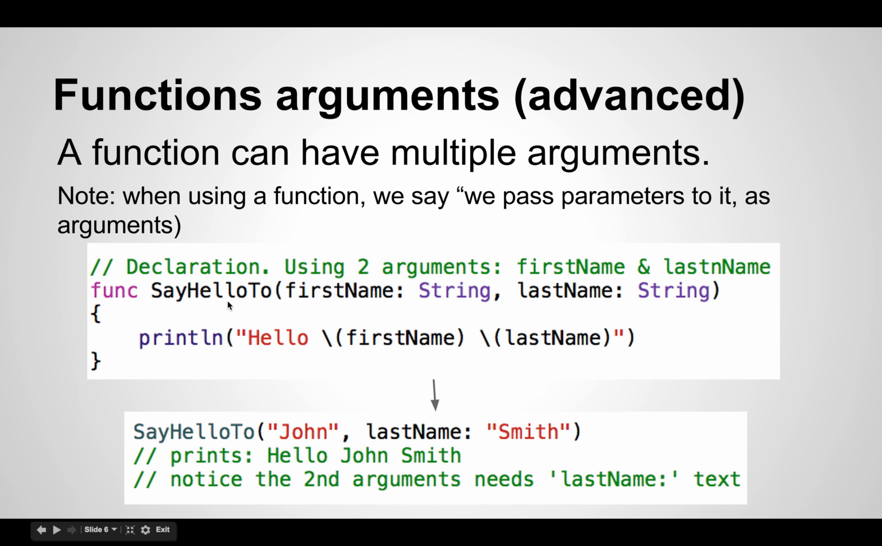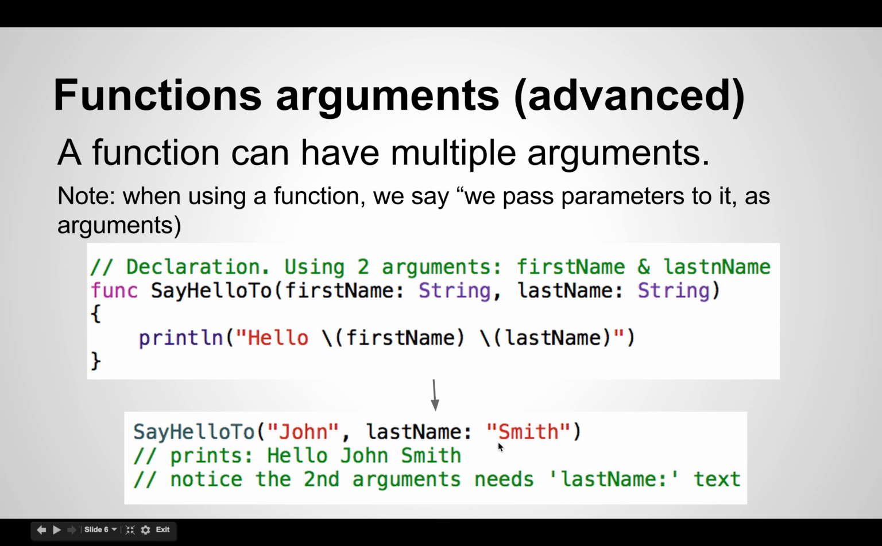So in this function, we have say hello to, and we use a first name and a last name. As you can see, first name, string, and last name, string, and they're both separated by a comma, okay? And we print hello, first name, last name. So here we're using it, say hello to John, and we have to put last name, Smith. So as you can see, it prints hello, John Smith, okay?